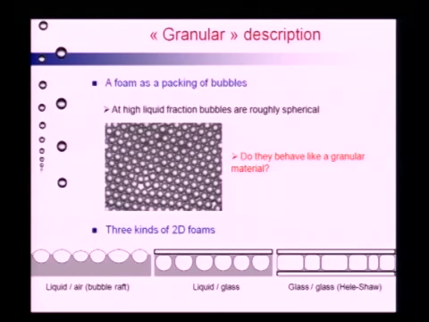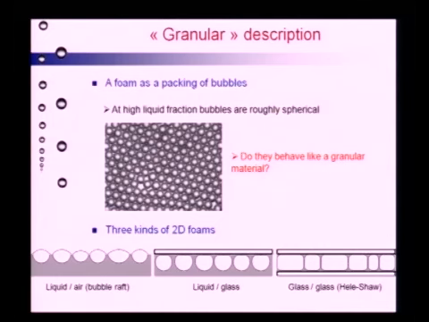And if you increase the liquid fraction of the foam, at some point the bubbles will become roughly spherical instead of being polyhedral, or in this case they would be polygonal. And we would like to know whether it's useful to treat them as if it was a granular material and whether or not they behave like sand grains.